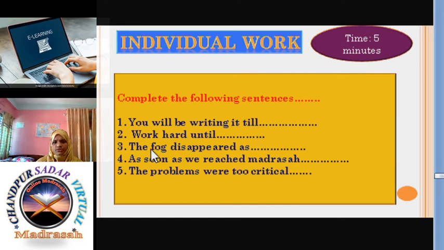Complete the following sentences. You will be writing it till work hard until the fog disappeared, as soon as we reached madrasa, the problems were too critical. I do one for you. You will be writing it till I call you to stop, etc.